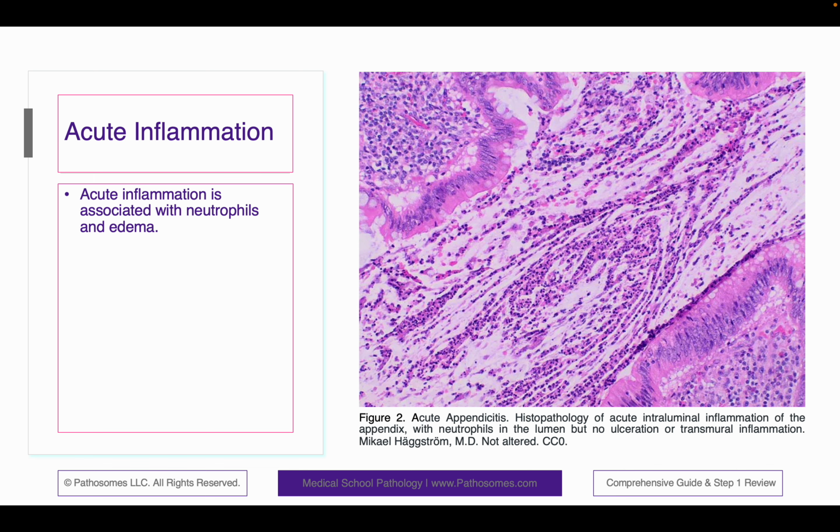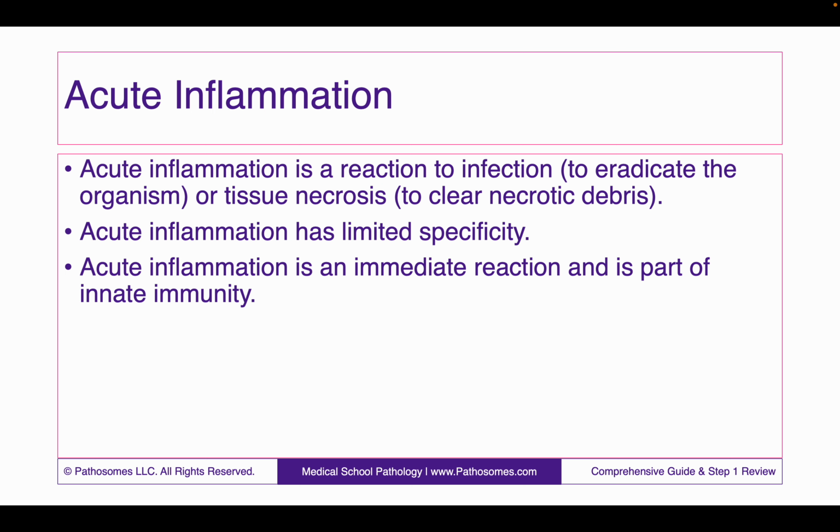That's acute appendicitis. Call the GI doc. Call the GI surgeon. We might need to do a surgery to get that appendix out. Let's hope it doesn't rupture or anything. Acute inflammation is a reaction to infection to eradicate the organism or tissue necrosis, to clear necrotic debris. Acute inflammation has limited specificity, right? It just busts out haphazardly. Limited specificity. Acute inflammation is an immediate reaction and is part of innate immunity.